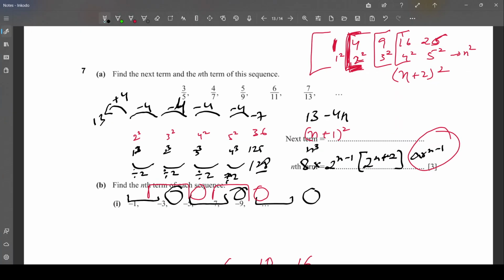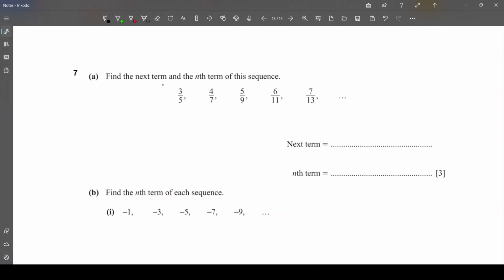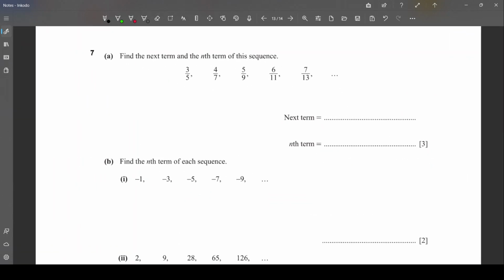So question number 7. Find the next term and the nth term of the sequence. So next term, 3 plus 1 is 4, 4 plus 1 is 5, plus 1, right? 6, 6 plus 1 is 7, the next term should be equal to 8, and here 5 plus 2 is 7, 9, 11, 13 and 15. We are adding 2 to every term in the denominator, and in the numerator we are adding 1 to every term, right? So 8 by 15 will be the next term.